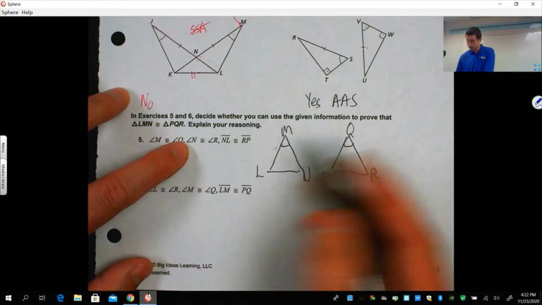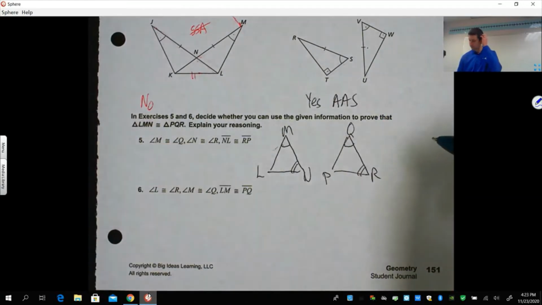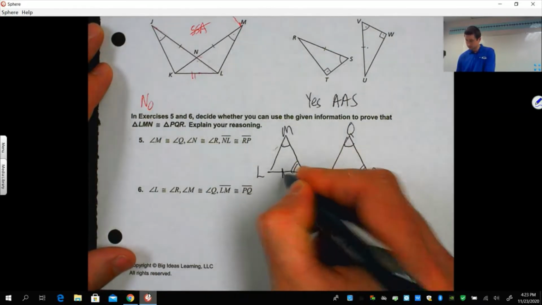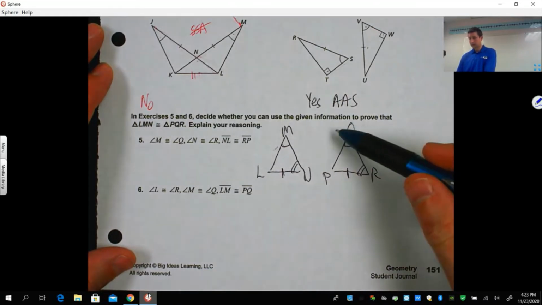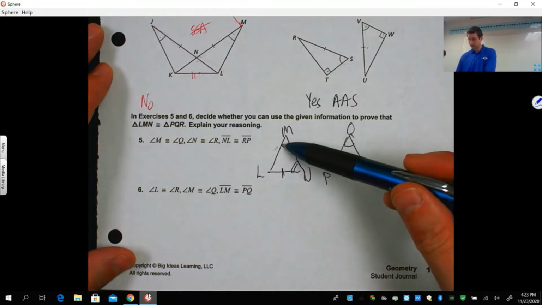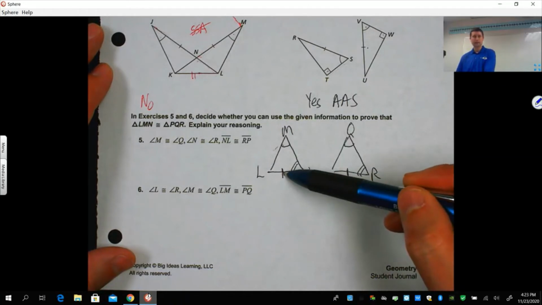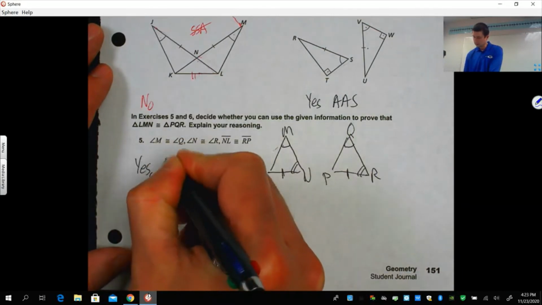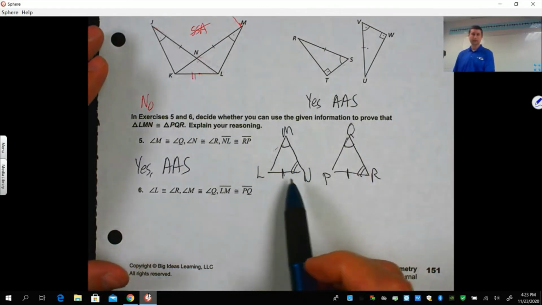N is congruent to R. So that one matches that one, but it's not the same as the first one. And then NL is congruent to RP. So decide whether you have enough information. We have two angles that are congruent, two angles that are congruent, and then a non-included side. Non-included, so yes, by the angle-angle side theorem. Okay, those two triangles would be exactly the same size, same shape.